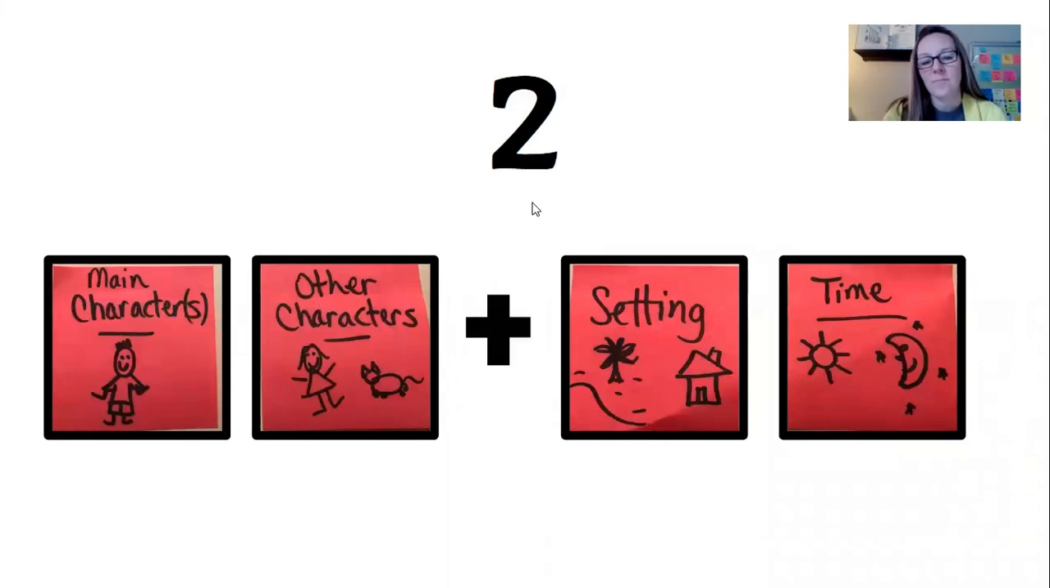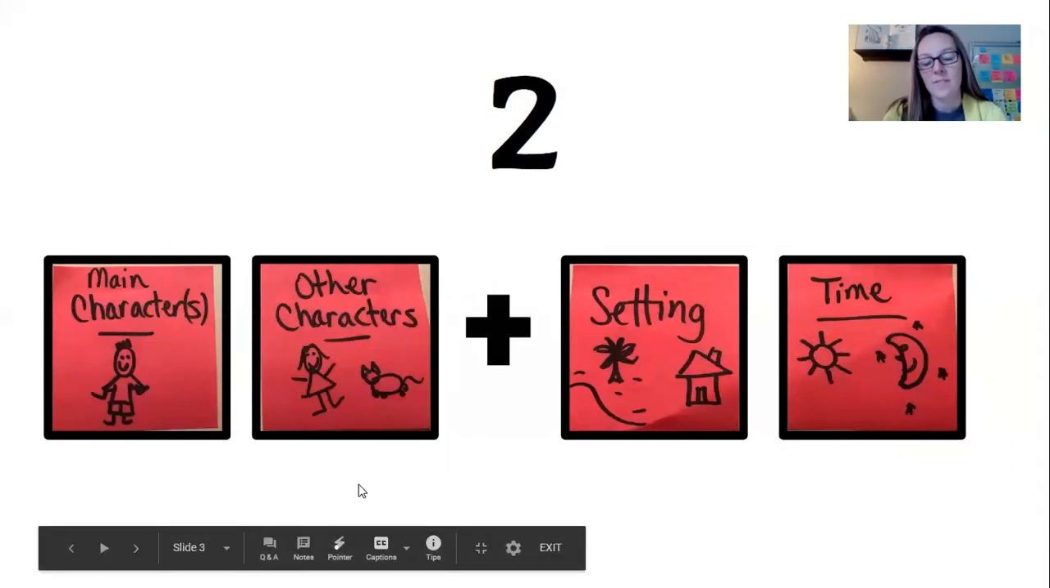And then to get a 2, we would talk about the characters in the story as well as the setting and the time. This story took place in the ice cream shop during the day.